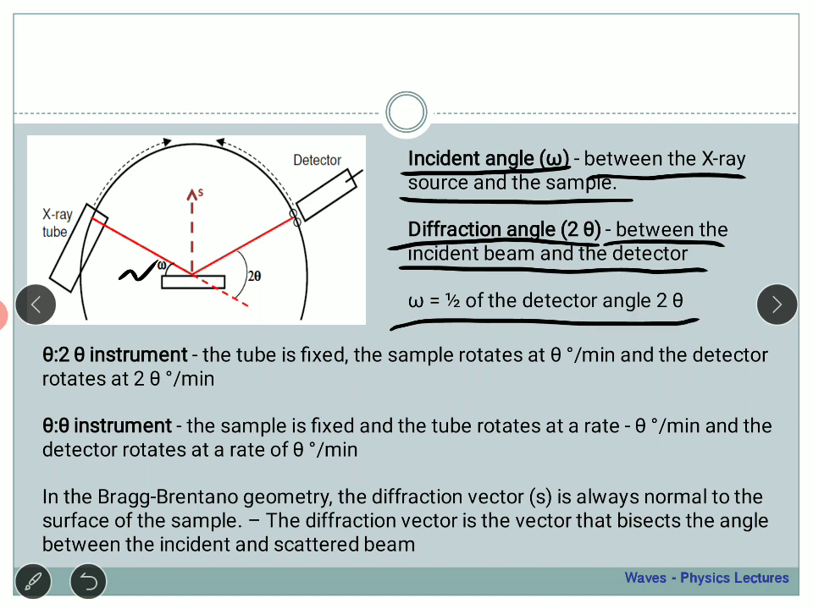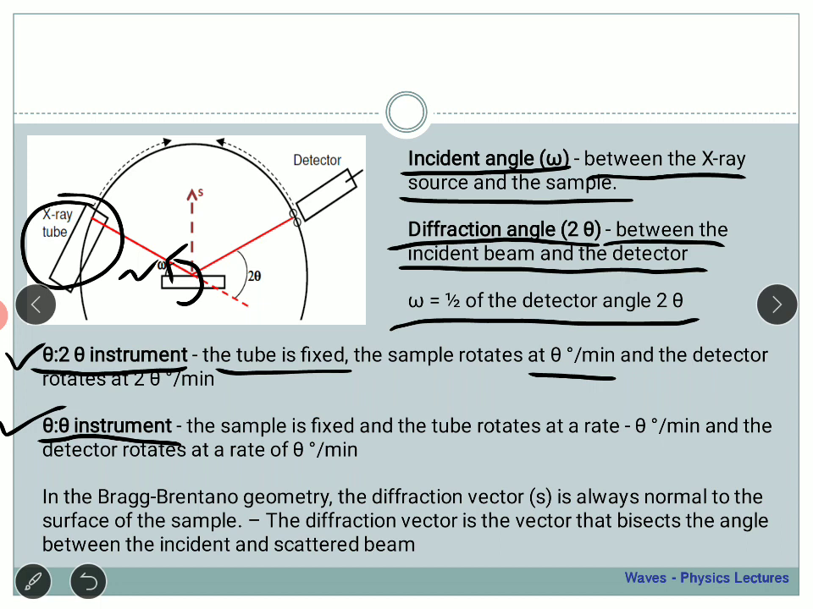That's quite obvious. So if you consider an instrument with a theta 2 theta configuration, there are two kinds of configuration. One is a theta 2 theta configuration and one is a theta theta configuration. In a theta 2 theta configuration, the tube is fixed. So you have this part fixed, and the sample rotates at theta degrees per minute. So if you fix it at 1 degree per minute, you are having a very good scan rate, so that you can analyze each and every part of the sample.